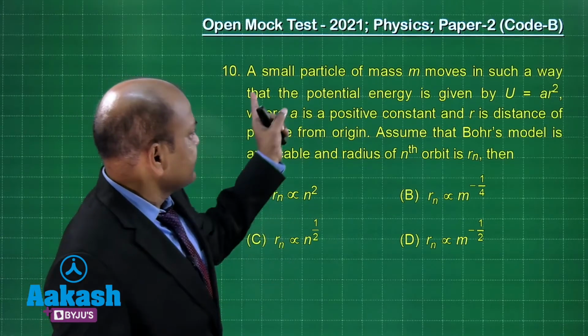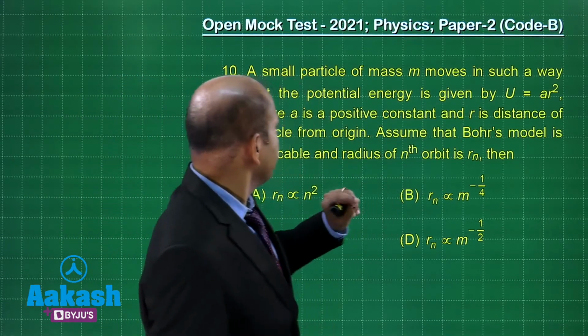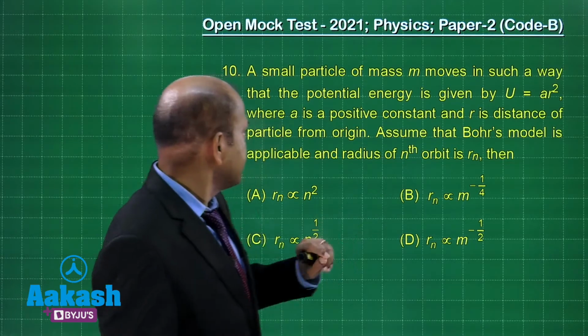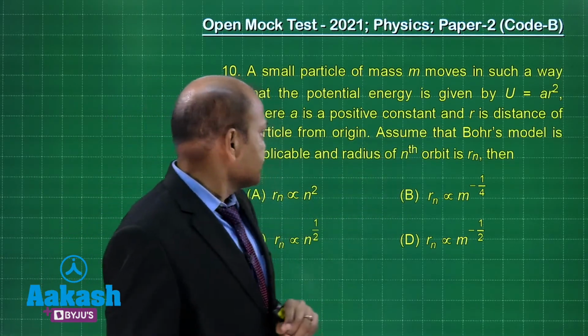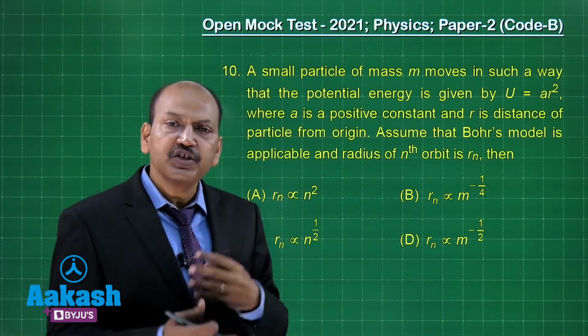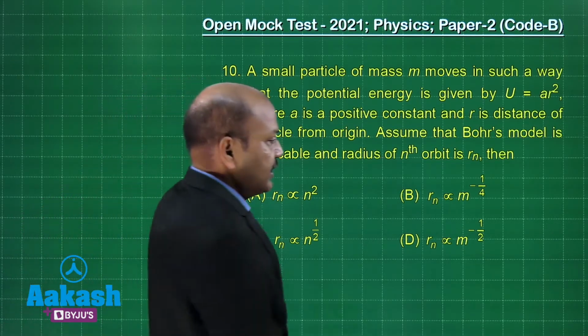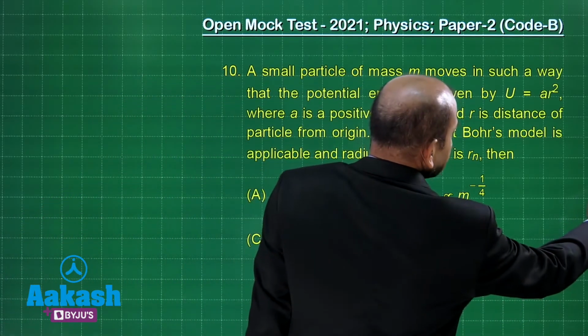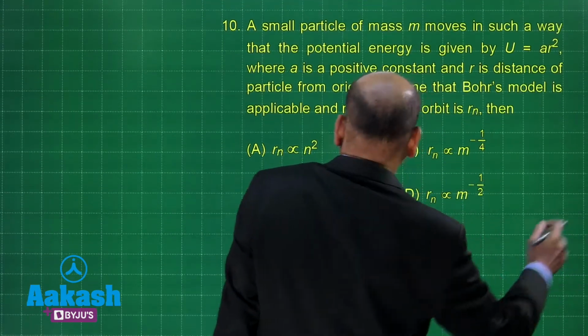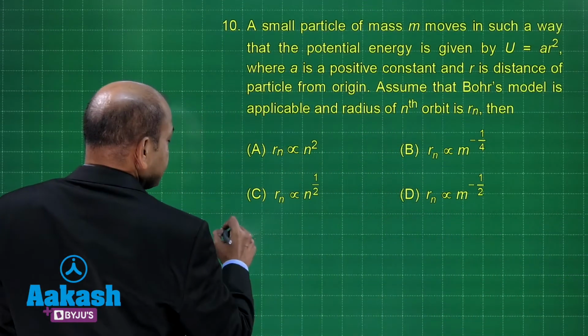This one says, a small particle of mass m moves in such a way that the potential energy is given by this. A is a positive constant and Bohr's model is to be applied. Bohr's quantization rule will be applied also here. So first of all, let's look at the expression for the force.